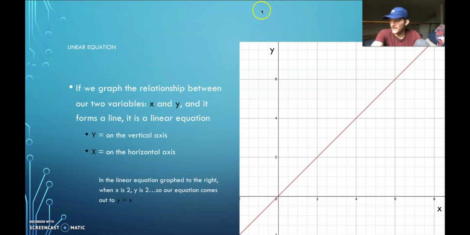All right, so now we're going to look at linear equations as they're graphed, right? So if we graph the relationship between x and y, two variables, which are the most common ways you will see two different variables represented, x you will see represented on the horizontal axis, y you'll see represented on the vertical axis. And so for this one, in the linear equation graph to the right, when x is 2, y is also 2. So our equation comes to y is equal to x, because we also know when x is 0, y is 0. We also know when x is 4, y is 4. And so we know that our equation can just be set up as y is equal to x.